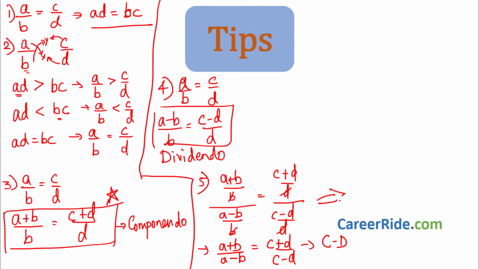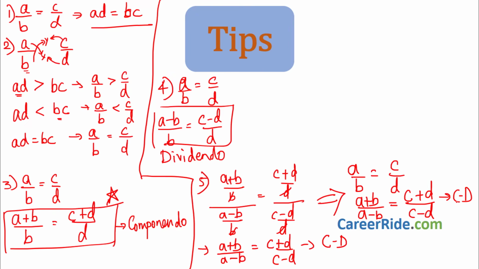We can rewrite it as this. If A upon B is equal to C upon D, then simply A plus B upon A minus B will always be equal to C plus D upon C minus D. This is the componendo dividendo rule for ratio and proportion. Remember this. This is also important in exam. They can simply give you a value of A, B, C and D, and they can ask you what is the value of A plus B upon A minus B equal to C plus D upon C minus D and all that stuff. So remember this tip.